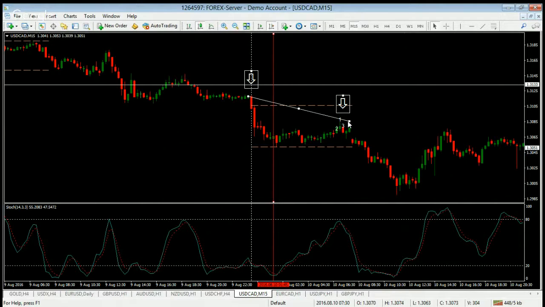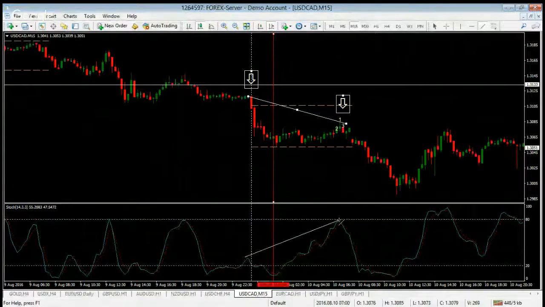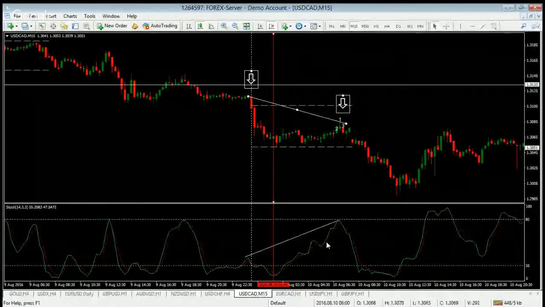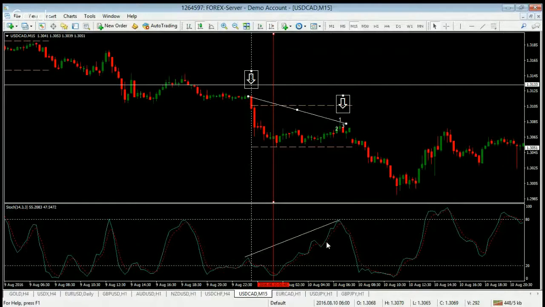So price was making a lower low here, but the indicator instead, look at that. Seeing this alone, you should expect a cross. But the thing is, you can see price crossed here, while the indicator crossed here. So that's why you must really look at price most of the time.